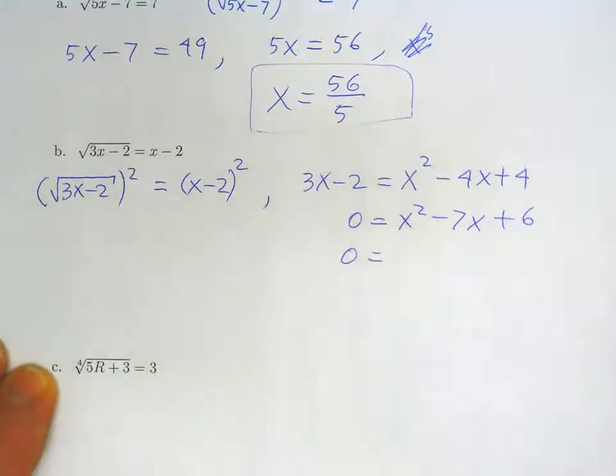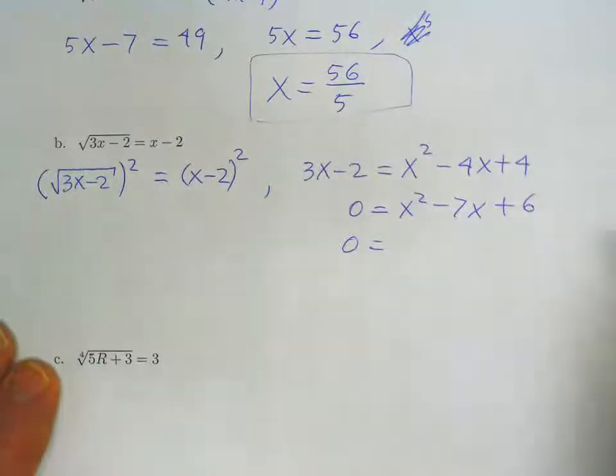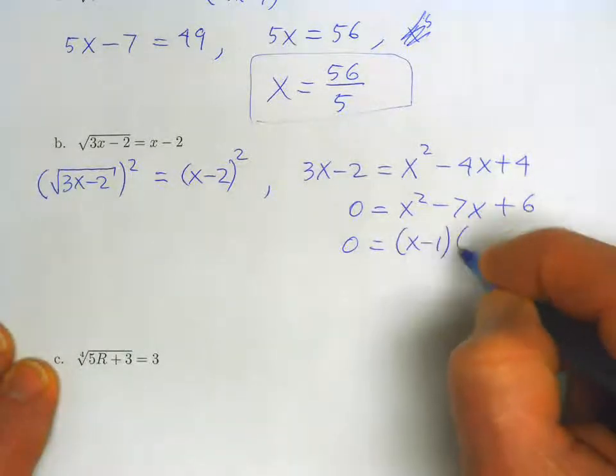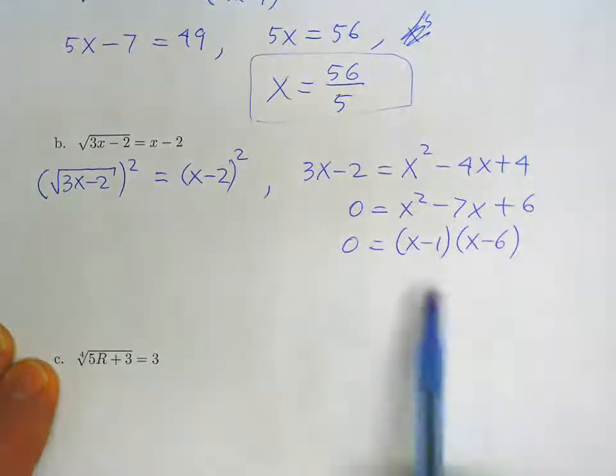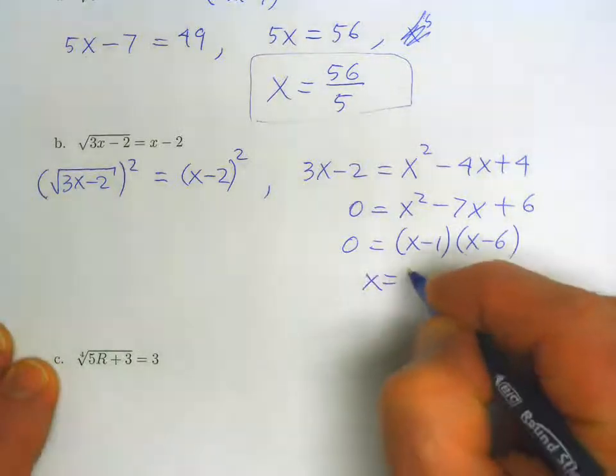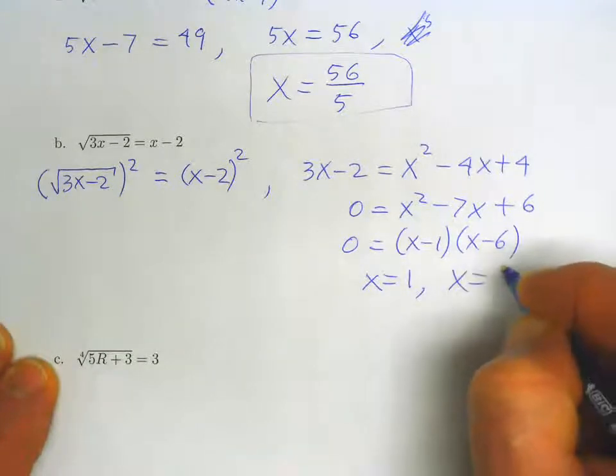This factors nicely. We can solve by factoring. One factor is x minus 1. The other one is x minus 6. This quadratic equation has two solutions. One is x equals 1 and the other one is x equals 6.